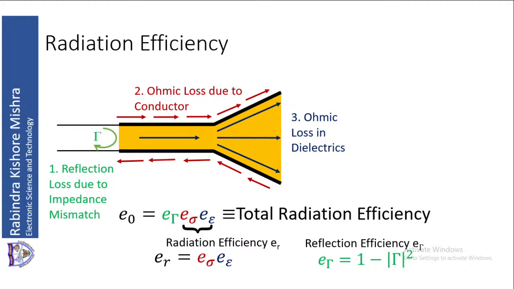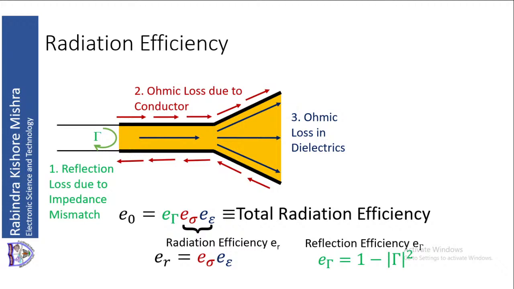That is connected to a feeding line. It can be a transmission line, which is the white portion. Now, from the transmission line, power is fed to the antenna. When power is fed to the antenna at the input point, because of the mismatch, because the characteristic impedance of the feeding line is not exactly equal to the input impedance of the antenna, there will be some reflection.